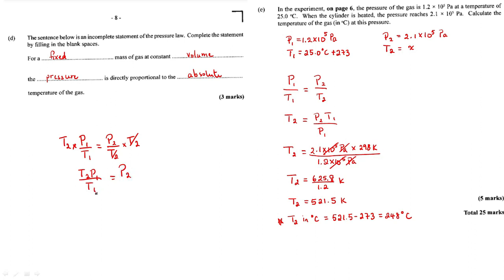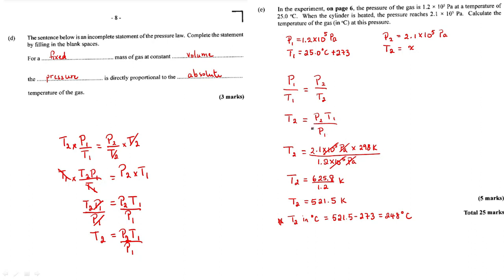So we have T1. We want to get rid of the friends T1 and P1. Since T1 is doing the division, we're going to multiply both sides by T1, and it's going to cancel out on the left. Now we have T2 P1 equal P2 T1. We're still looking for T2. Seeing as how P1 is being multiplied, we can divide both sides by P1, and now what we have is exactly what we need: P2 T1 over P1. That's what we're looking for, right?